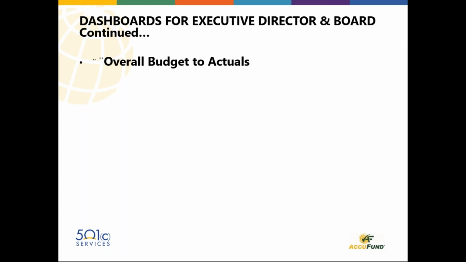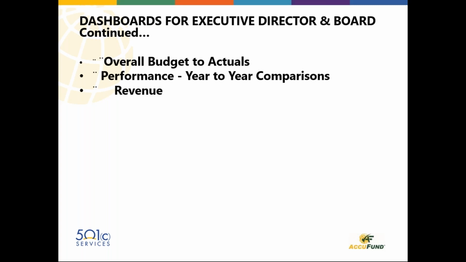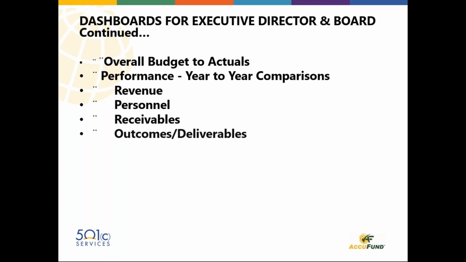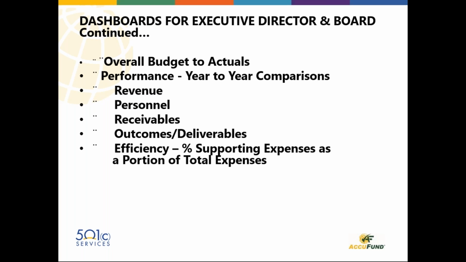More overall budget to actual. So board, they may not want to see what every program does budget to actual, but you might want to show them overall budget to actual. Performance, year-to-year comparison. So revenue, is revenue up or down? Payroll as a number is good as well. Receivables, are receivables up or down? Our outcomes or deliverables, are we helping as many people this year as last year? Efficiency percent, which would be supporting expenses as a portion of total expenses. So how much money are we spending on back office?